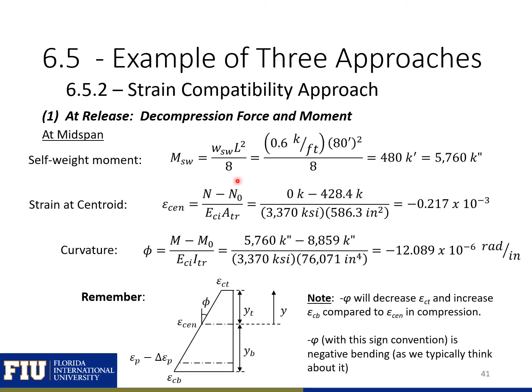We can use our transformed section properties at release with our modulus of elasticity at release and the decompression force and moment at release to find the strain at the centroid and curvature in the section, which I show you here. So we can find the strain at the centroid equal to negative 0.217 times 10 to the negative third. So this is strain in compression. And our curvature here is negative 12.089 times 10 to the negative 6 radians per inch.